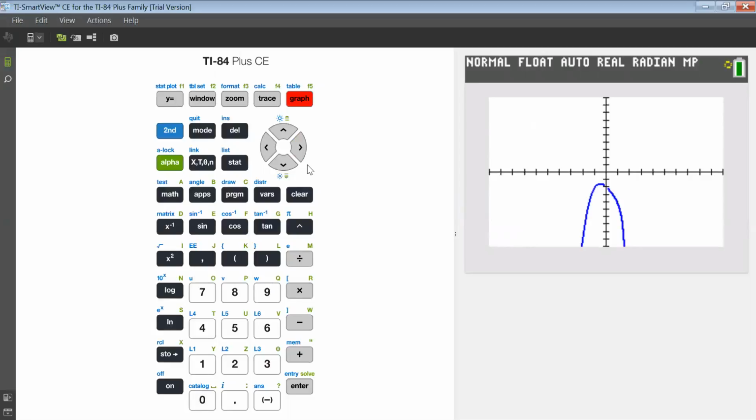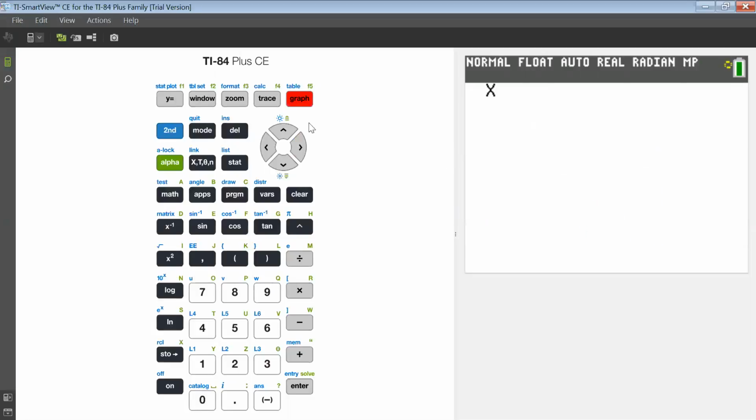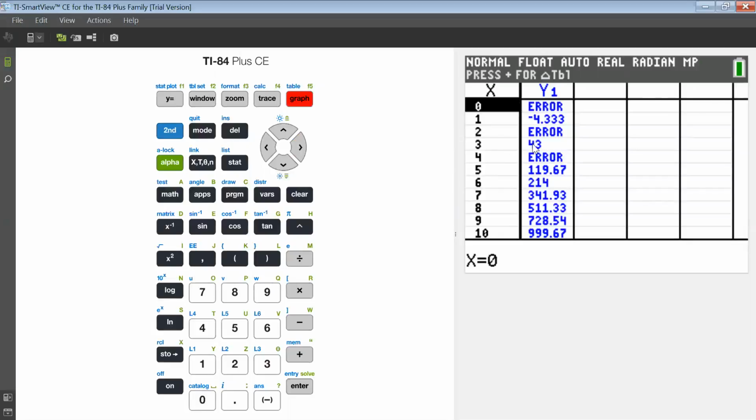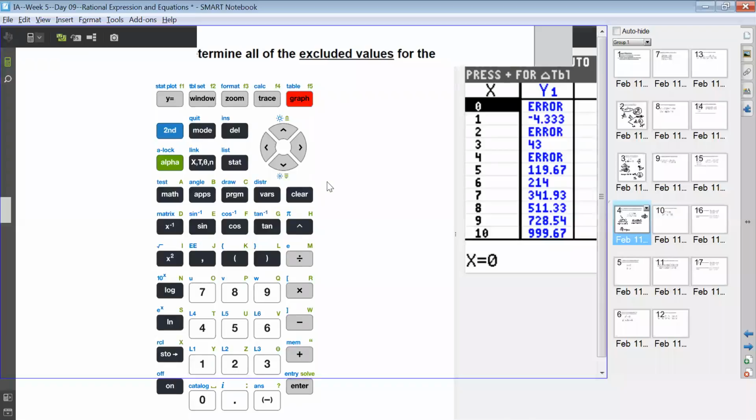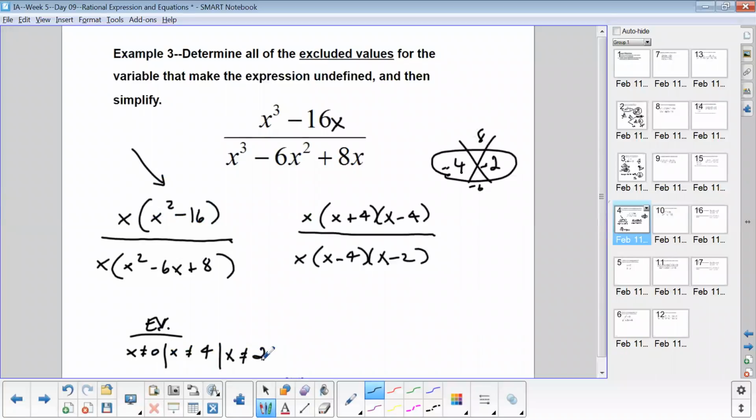Graphing's not necessary for it, but I do want to see that this is kind of how that graph would look. So second graph, I look at the table, and notice I do see some errors. X is equal to 0, we have an undefined value. When x is equal to 2, we have an undefined value. And when x is equal to 4, it's undefined. So go back. We said 0, 2, and 4 as the excluded values.